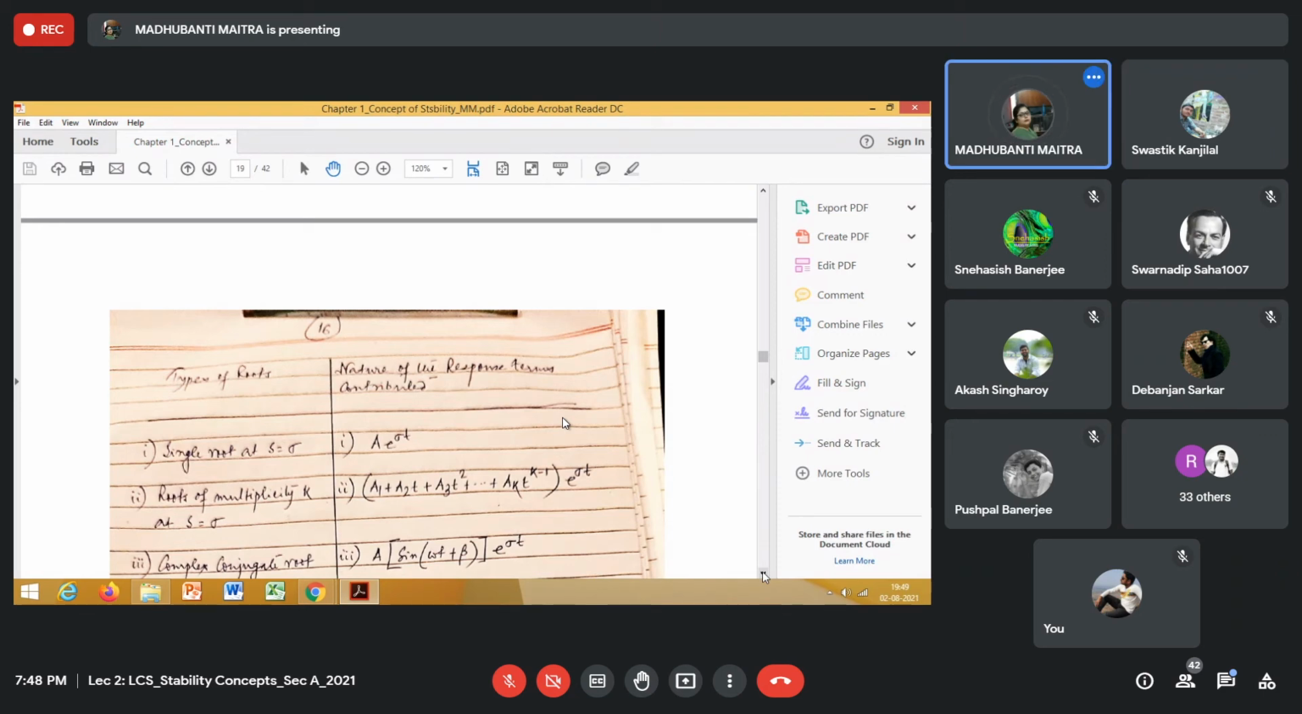Please check. A1 plus A2 t, whole multiplied by e to the power sigma t. That should be the answer.